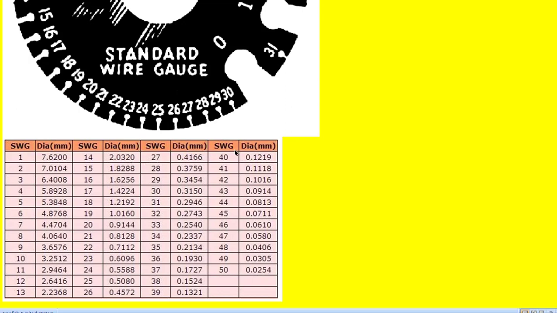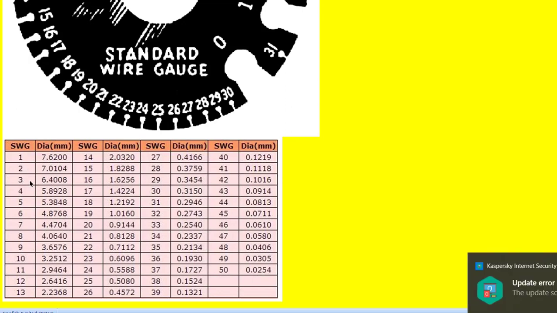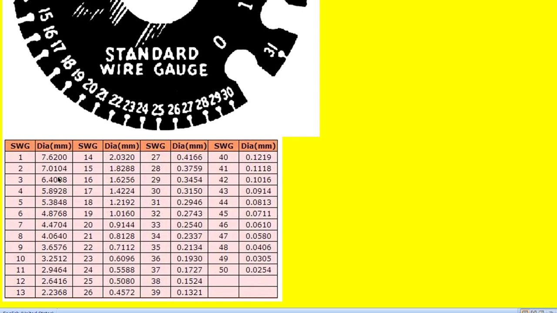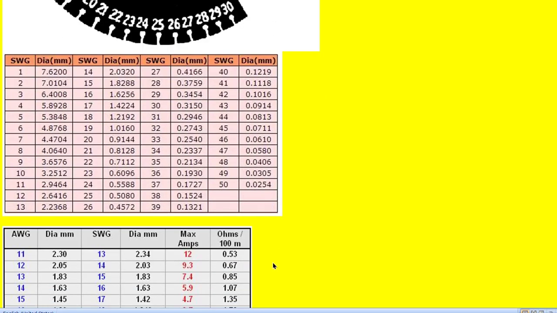2.0320. So like this you can see here, the diameter for gauge 1 is 7.62, whereas for gauge 2 the diameter is reducing. So here it is 7.62, here it is 7.01, meaning it is less than the previous one. If you go to the gauge 3 wire, we find the diameter of the conductor still reduces to 6.4. Similarly, 4 means it reduces still. If we go like this up to 50, you can find 0.0254 millimeters, meaning the diameter goes on reducing as the number increases.